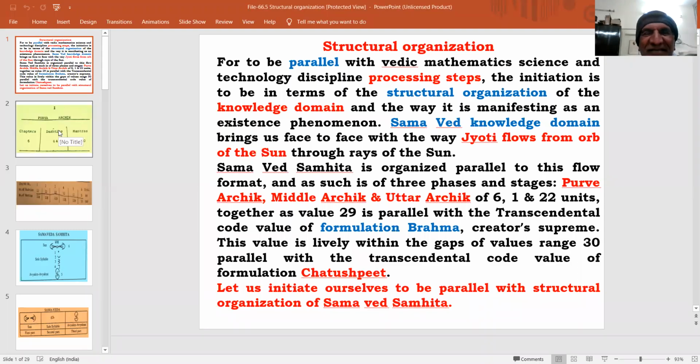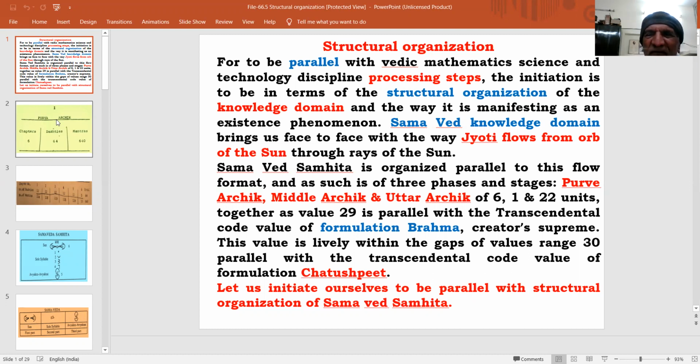Welcome, sadhakas. We are trying to be parallel with Vedic mathematics, science and technology, discipline processing steps. The initiation is to be in terms of the structural organization of the knowledge domain and the way it is manifesting as an existence phenomenon. In the background of this value, let us sit comfortably. Let us be face to face with Sam Ved knowledge domain.